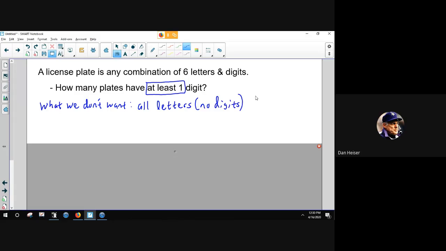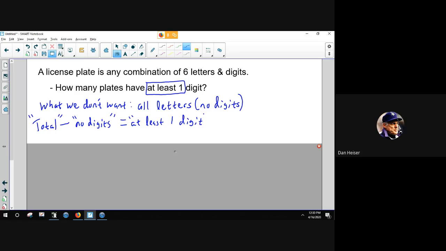So let's look at the total number of plates, no restrictions whatsoever, minus all letters, or we can even say minus no digits, and that's going to equal all the plates with at least one digit. That's going to be our strategy.